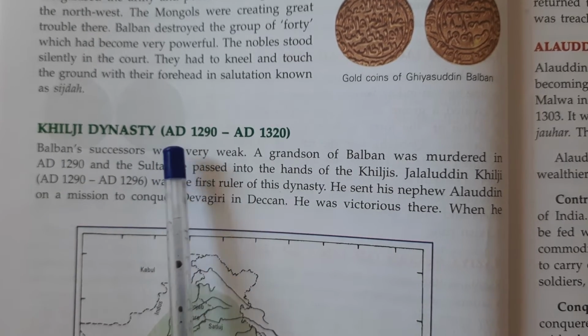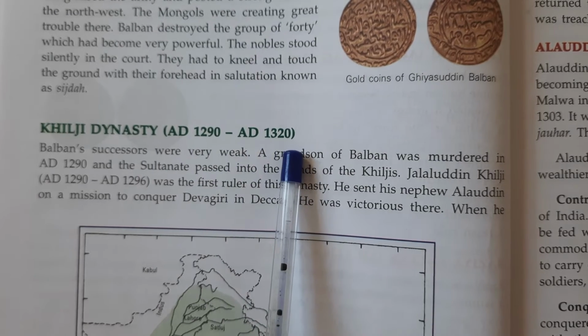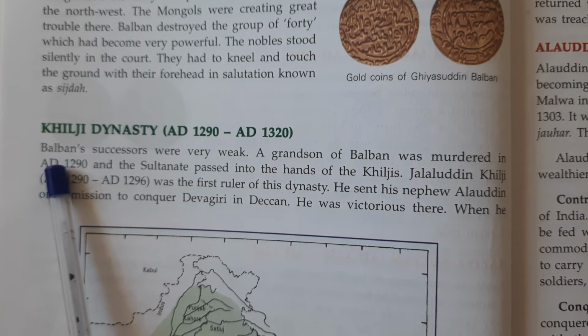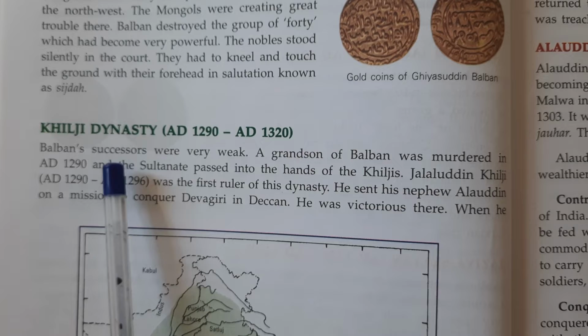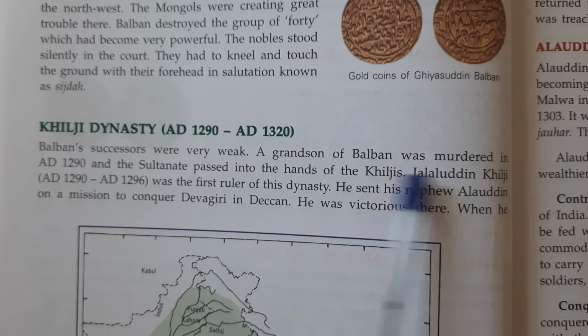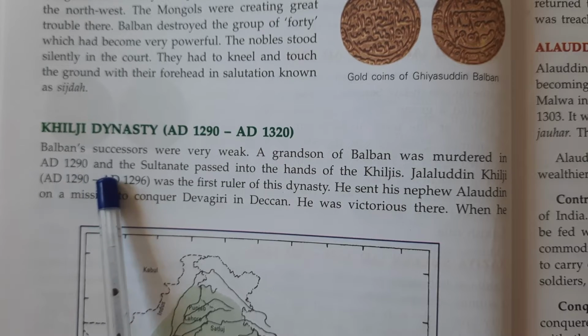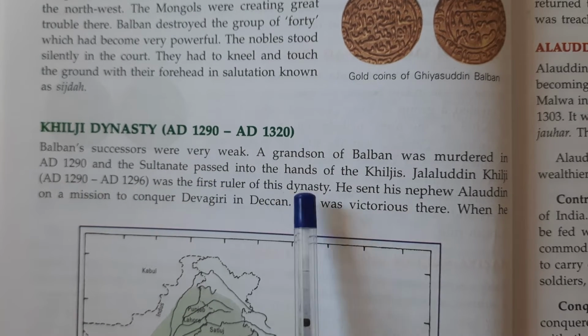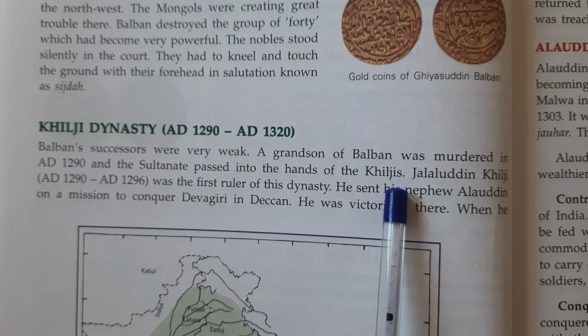Khilji dynasty, AD 1290 to AD 1320. Balban's successors were very weak. A grandson of Balban was murdered in AD 1290 and the Sultanate passed into the hands of the Khiljis.